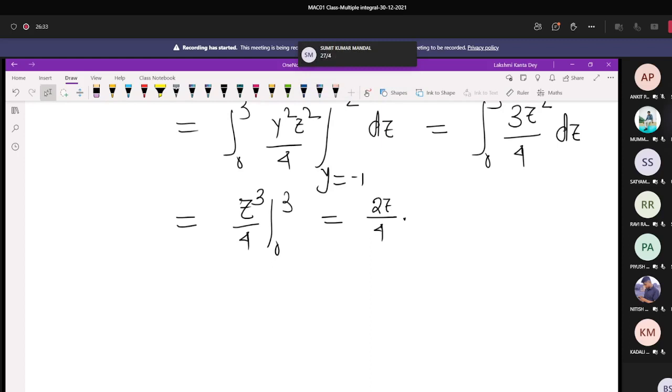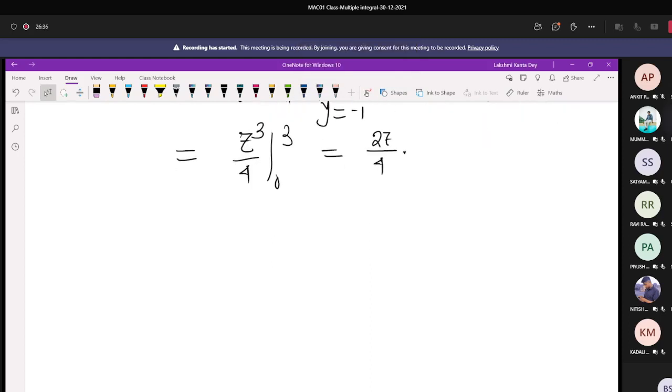Okay, then I'll be coming to change of variables in double integration. Then again, we'll come back to triple integration once it is necessary.